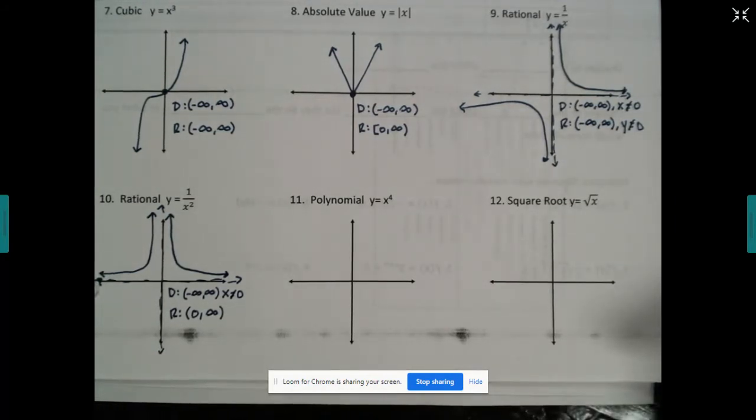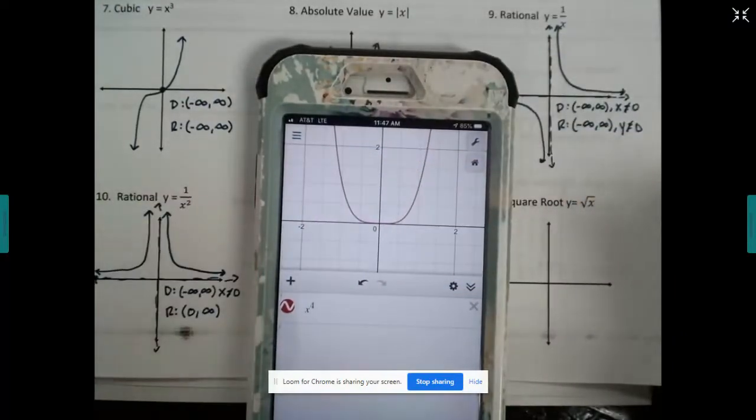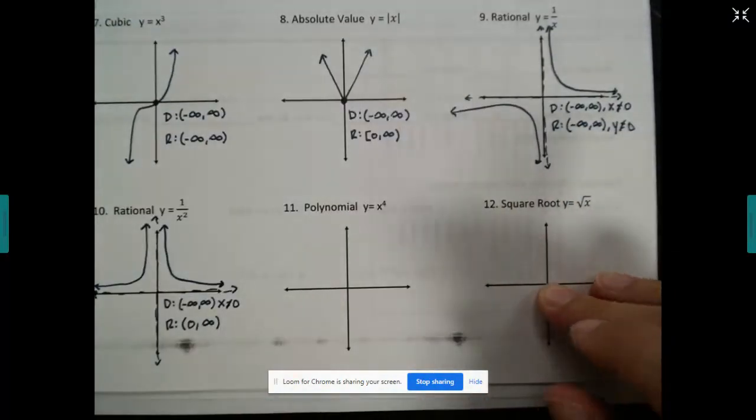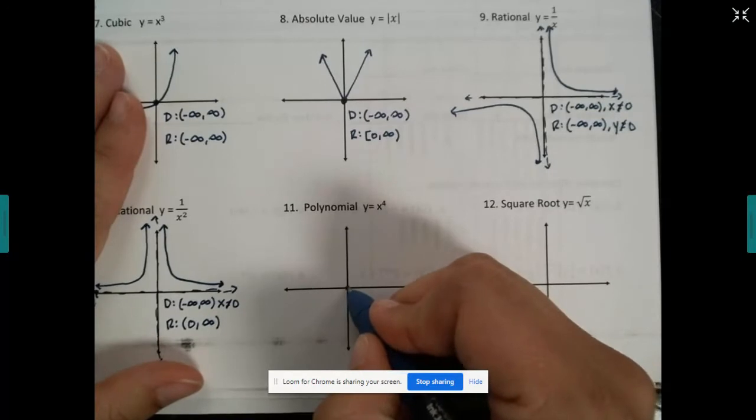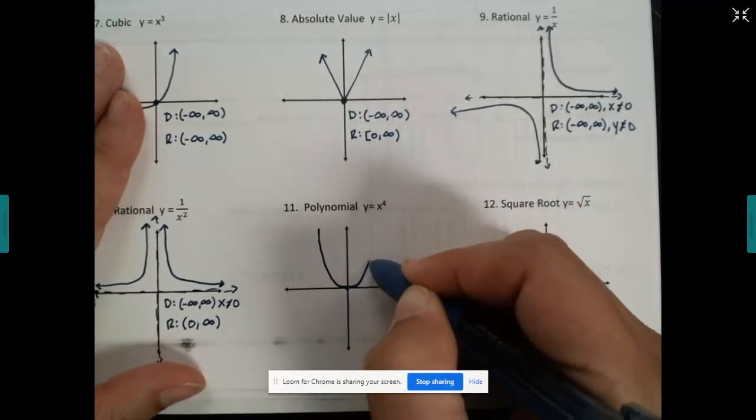So then a polynomial, when you have x to the fourth, if you just graph x to the fourth, it looks really similar to a parabola, x squared. But if you notice, it's just kind of like flatter there in the middle. So it kind of goes like this. But it does cross 0, 0. And it just flattens out.